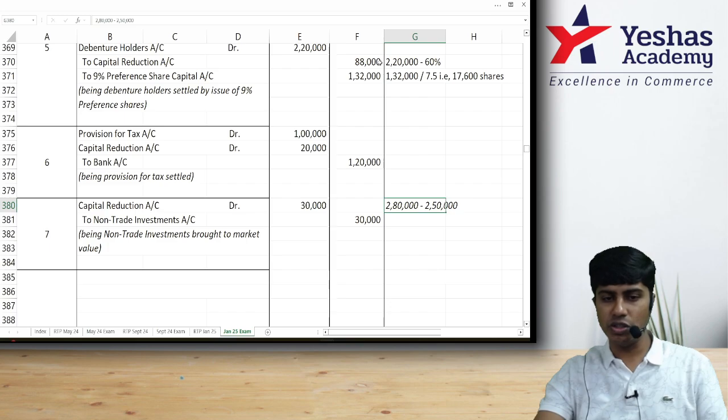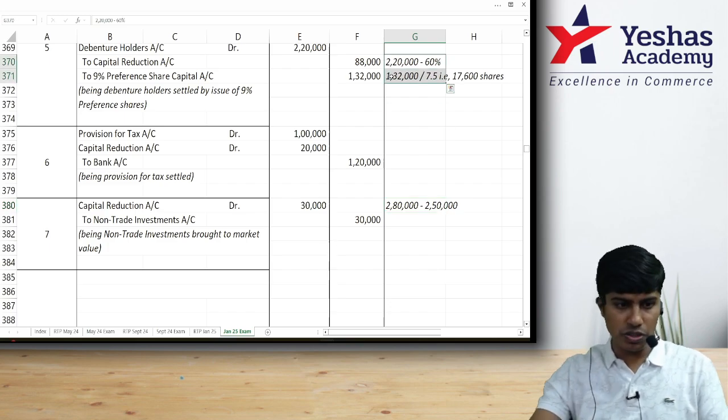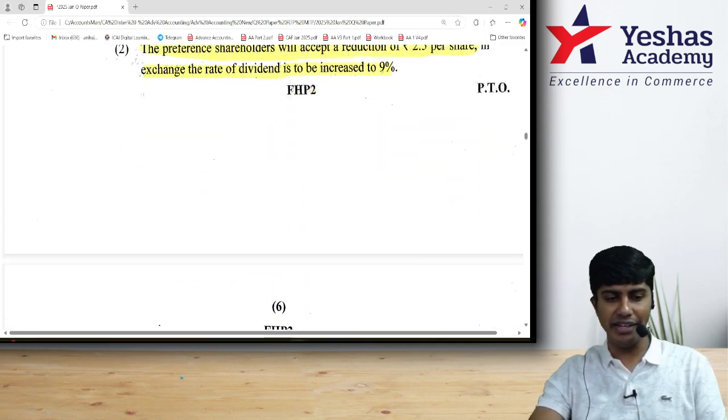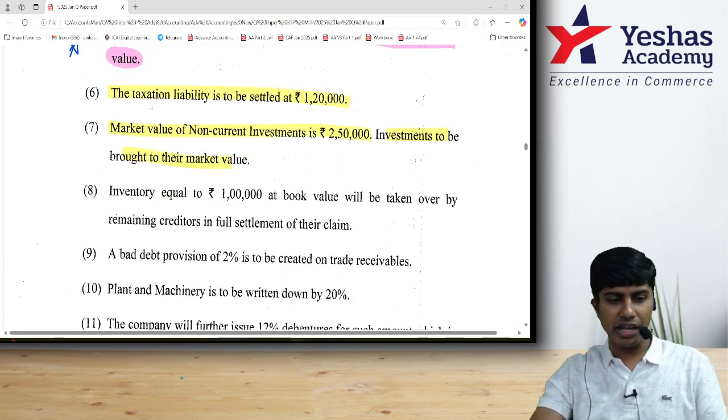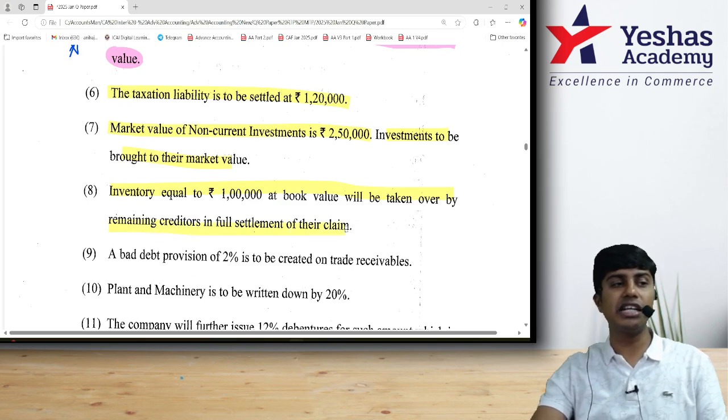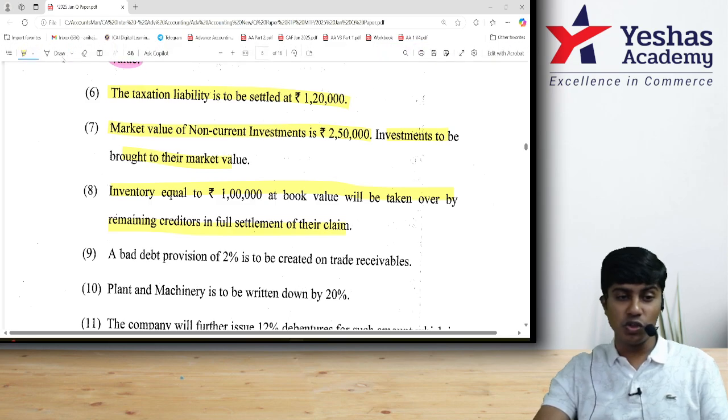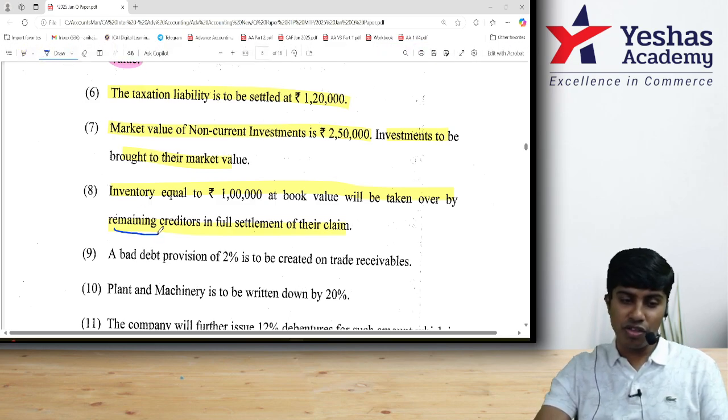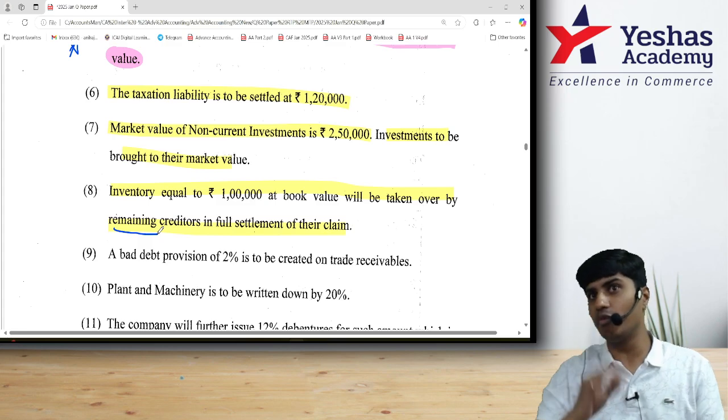I hope everyone understood this. I will now proceed to adjustment number 8. Adjustment number 8: inventory equal to rupees 1 lakh at book value will be taken over by remaining creditors in full settlement of their claim. Very useful, they've given the word remaining. If they had not given the word remaining, a lot of them would have made a mistake.